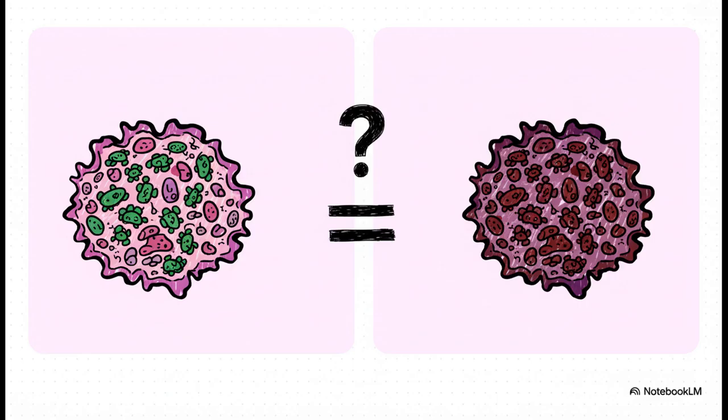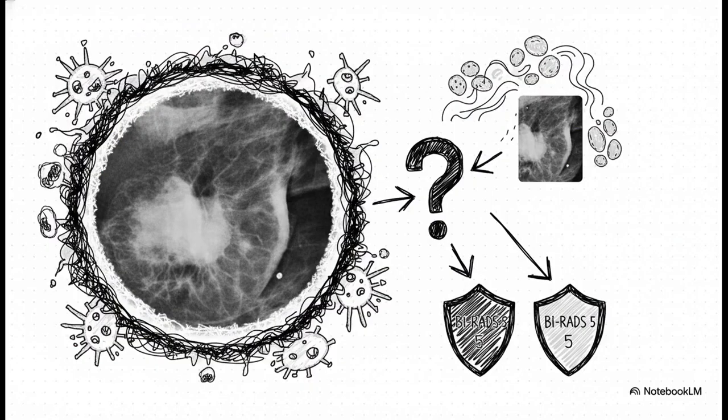Essentially, the body is freaking out and building this wall around the infection, and that whole process can look identical to a tumor that's growing and spreading. Okay, take a good look at these two images. One of them is an invasive cancer. The other is an infection. Seriously, just by looking at the mammogram, could you confidently point to which one is which? No way. It's nearly impossible. Both were rated BI-RADS 5.